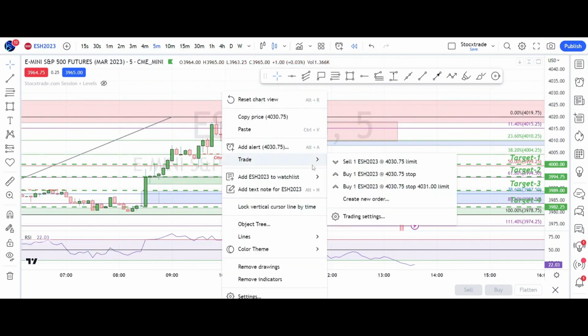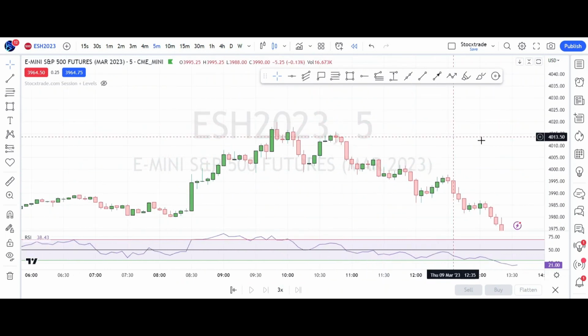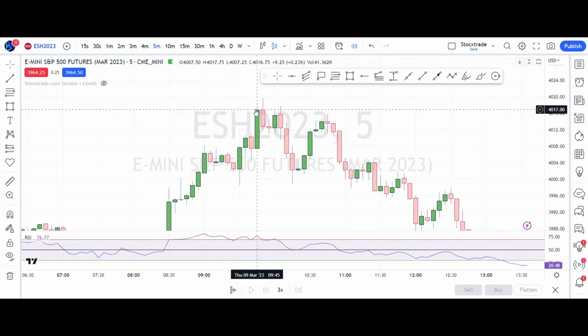One more thing, I'm just clearing everything. One more thing, the highest candle, the green candle, was this.